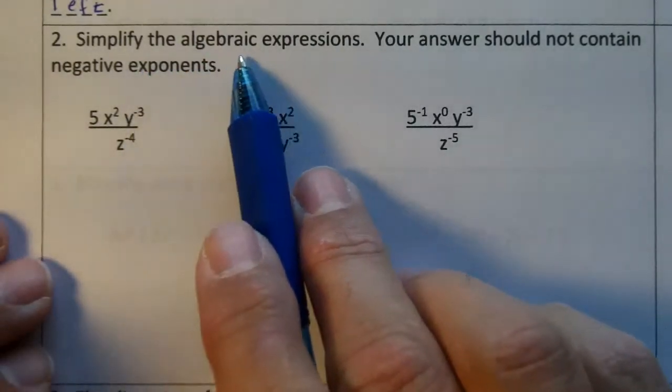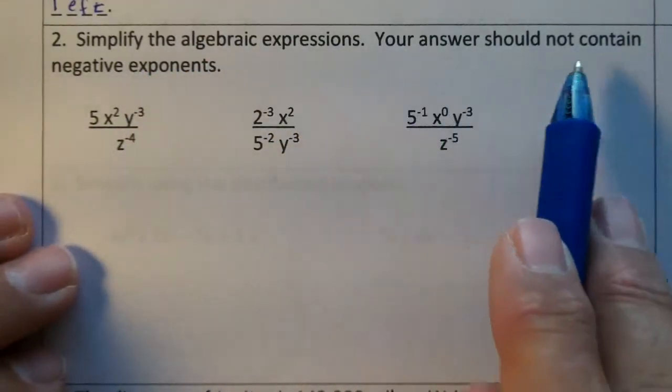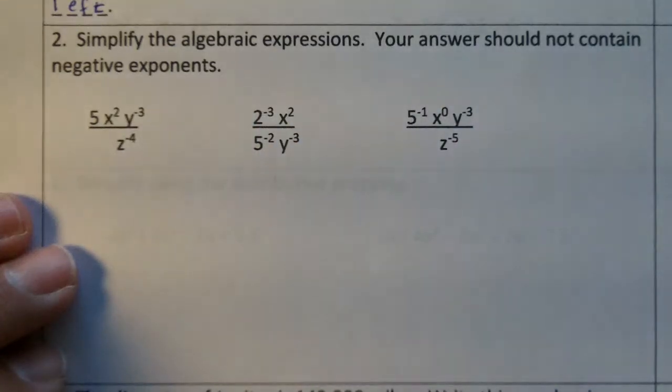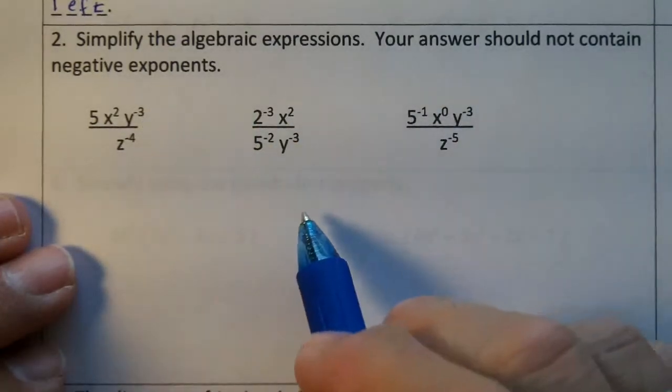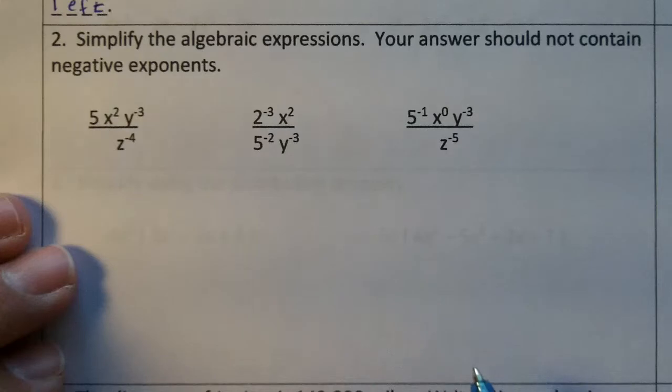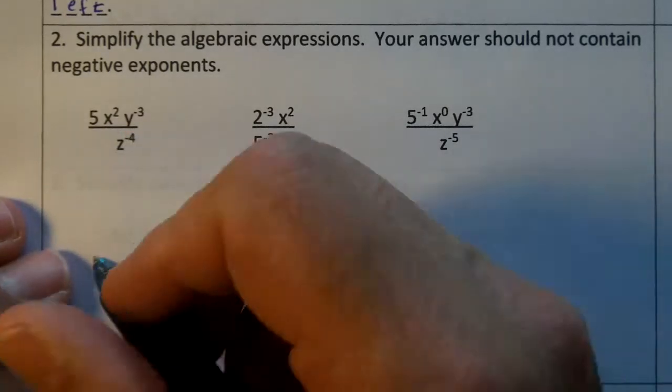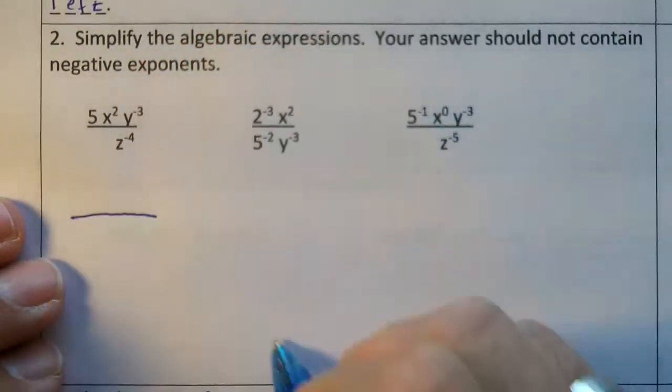Number 2, simplify the algebraic expressions. Your answers should not contain negative exponents. Remember, a negative exponent moves the base across the fraction bar. So in this problem here, we'll draw a fraction bar.